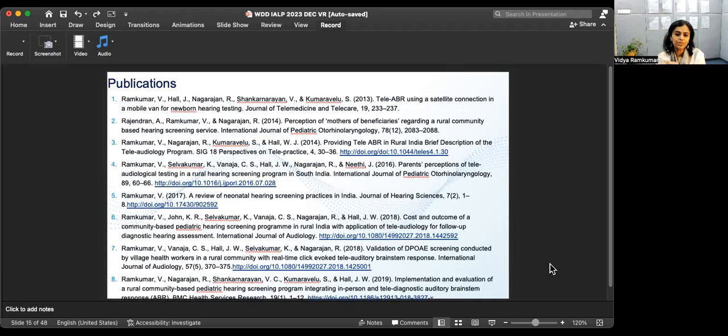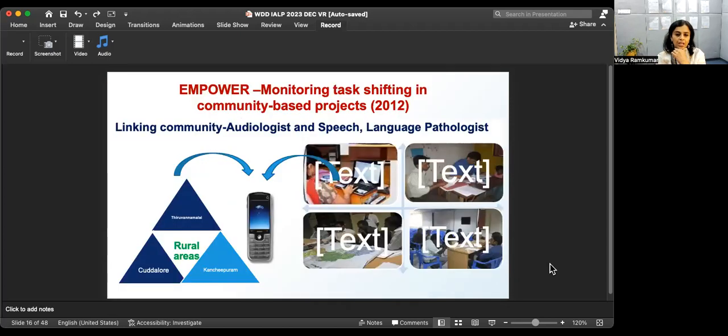We have several publications that came out of this. I'll be happy to share this with you if any of you write to me, or you're welcome to look at it in Google Scholar or any of the search portals. We subsequently also developed an app on a very simple Symbian phone.